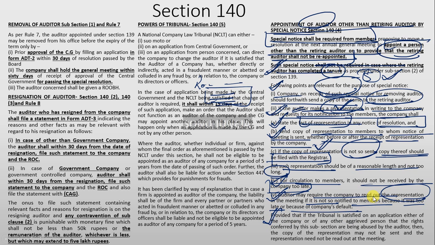Provided that if for some reason the tribunal feels that the representation you have given as an auditor makes no sense, or the power given to the auditor to read out the representation in the general meeting is abused by the auditor, then the representation will not be sent and shall not be read out at the meeting. This was the retiring auditor, section 140 subsection 4, the power of the tribunal, removal of auditor and resignation thereof. Thank you so much.